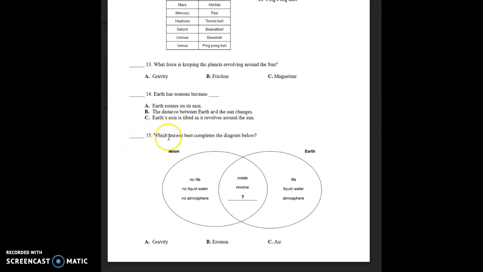Number 15. Which answer best completes the diagram below? A. Gravity. B. Erosion. C. Air.